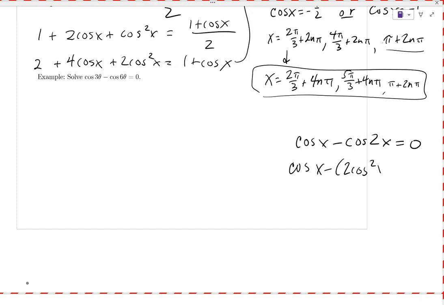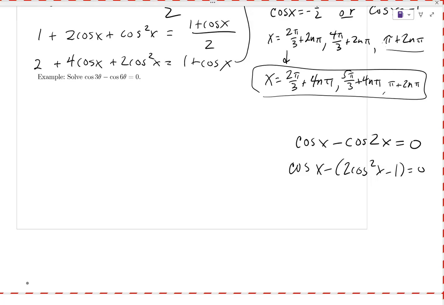There we go. Yep, I want to use 2 cosine squared x minus 1, and I want to use that particular one because that keeps the cosines the same, right? Agreed? Okay. So yeah, we want to use the double angle. Cool. All right, let's go back to this original problem.